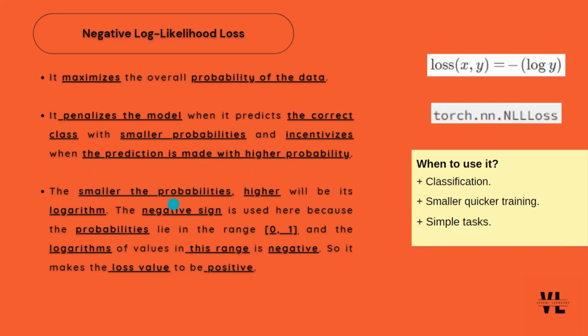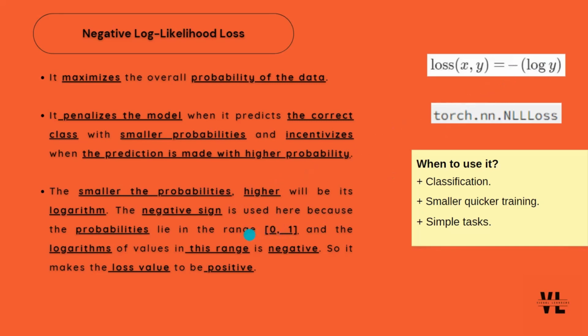So the smaller the probabilities, the higher will be its logarithm. So if we put smaller probabilities here, then when we take the log, it's going to be higher again, because the log of a very small number is going to be very high. And the negative sign is used here because the probabilities lie in the range between 0 and 1.